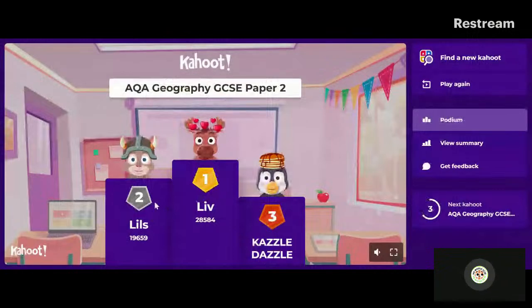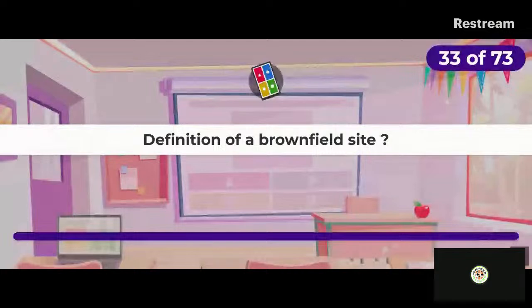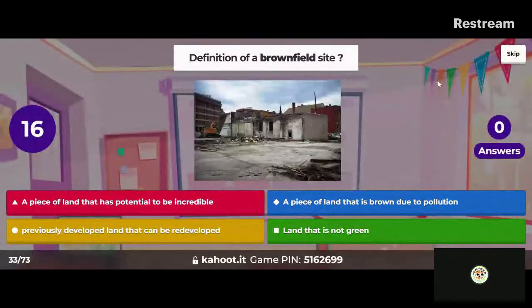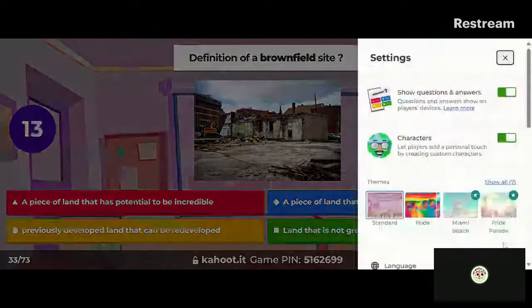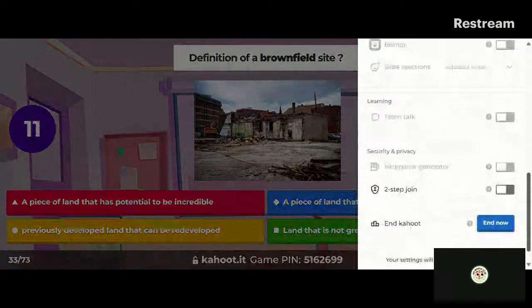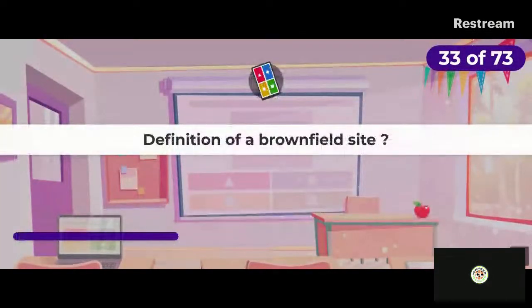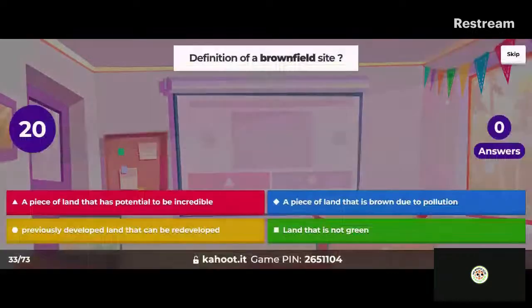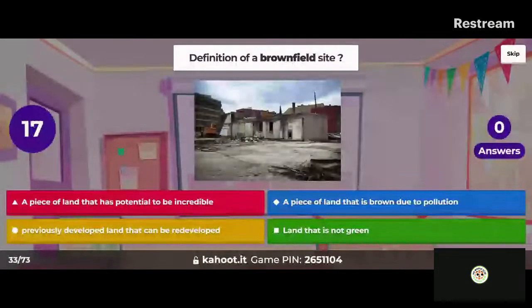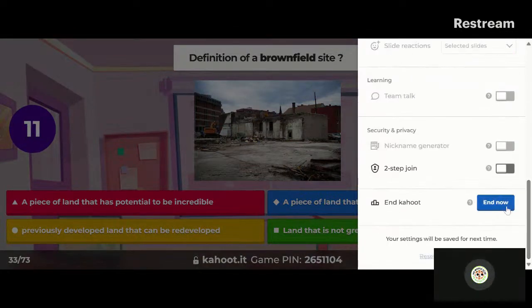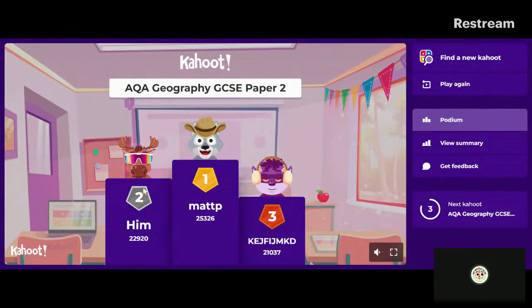First place Liv, second place Lils, third place Kazzle Dazzle. Well done to you 3, and well done to everybody playing, of course. For this game, first place Amin, second place Rollis, and third place Far. Well done. This game, we're getting through. First place Matt, second place him, and third place Kedge.